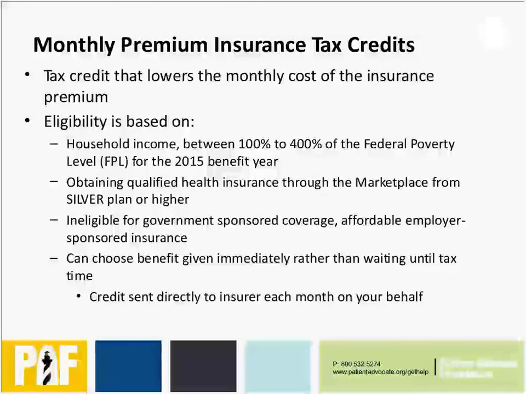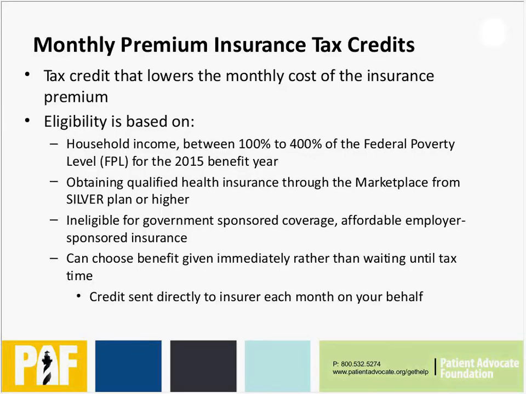So let's talk a little bit about the monthly premium tax credit. This is to help offset your insurance premium costs. It's a tax credit that lowers the monthly cost of the insurance premium itself. It's based on your household income, which has to be between 100% and 400% of the federal poverty level for the 2015 year. It appears that that's going to be the same range for the 2016 benefit year also.